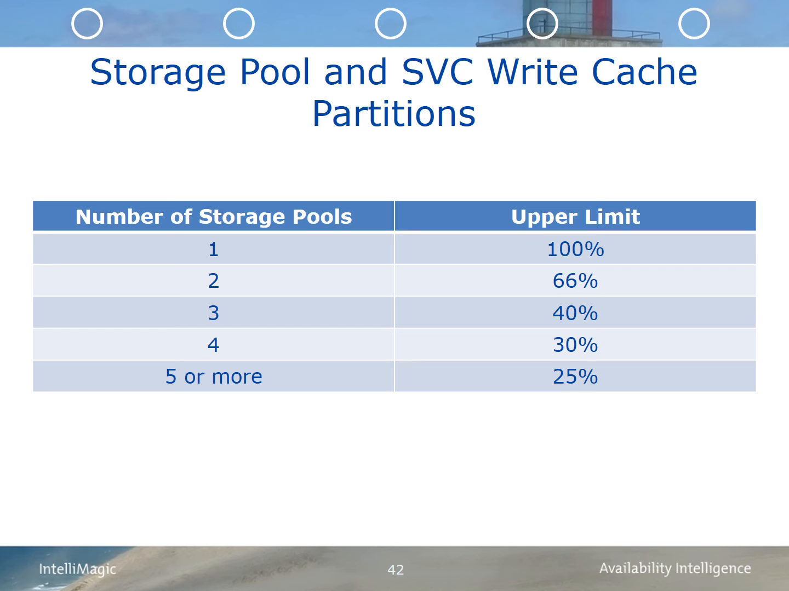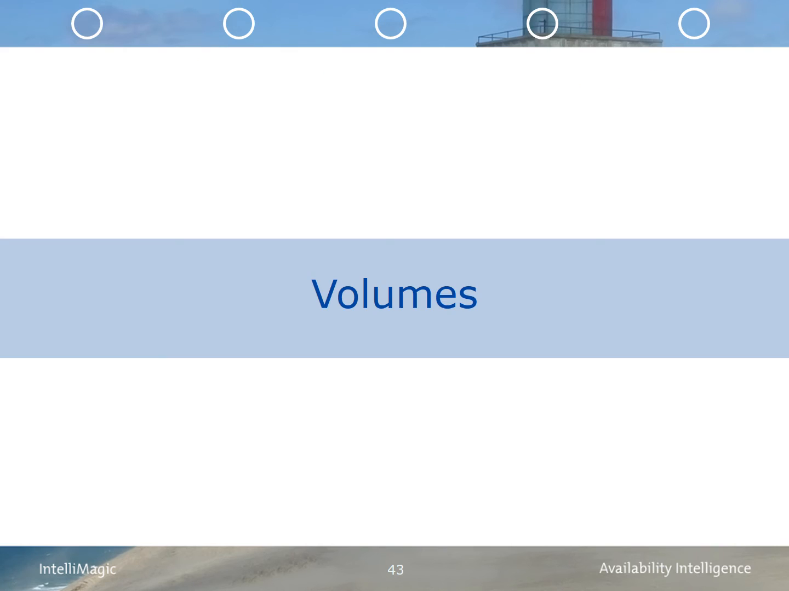With one storage pool, the upper limit is 100%. With 2, 66%; 3, 40%; 4, 30%; and then at 5 or more, the upper limit of the cache write partition is 25%. In this section, we'll discuss volumes, or VDisks.